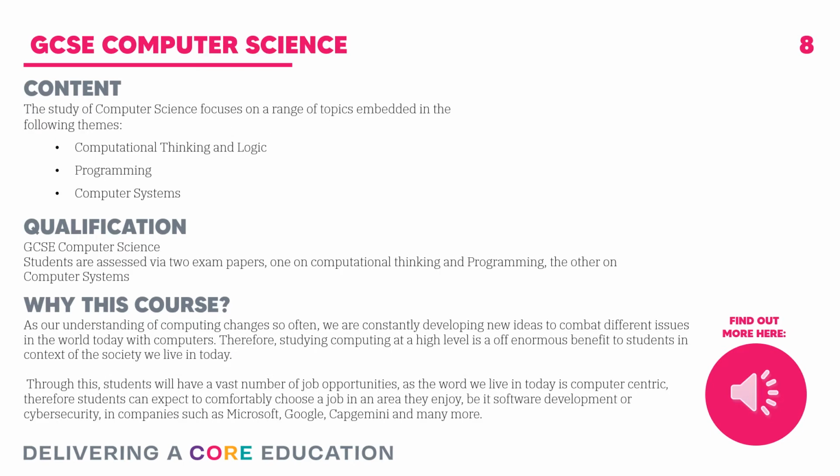In GCSE Computer Science, there are 3 fundamental parts to the course. Those are computational thinking and logic, programming, and computer systems.